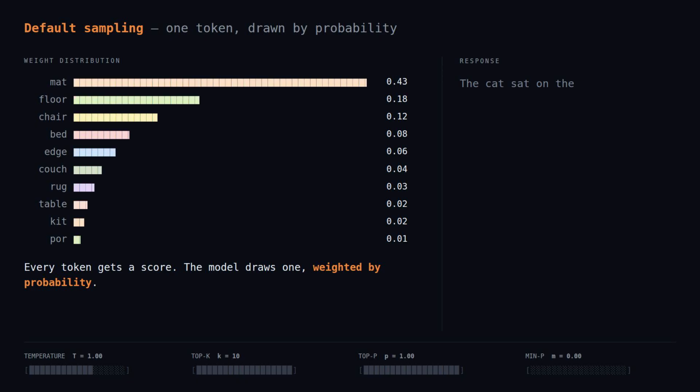First, let's see what sampling actually does by default. At every step, the model gives a score to every word it knows. Most are basically 0, only a handful have real weight. Then it draws one at random, weighted by those scores, so the likelier words come up more often. Matt wins most of the time, but not always, and that little bit of chance is where all the interesting behavior begins.